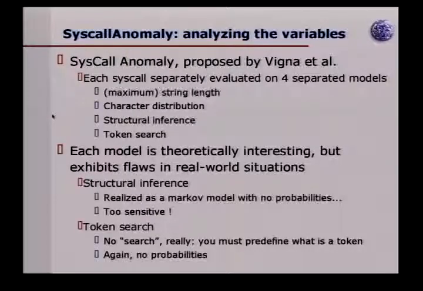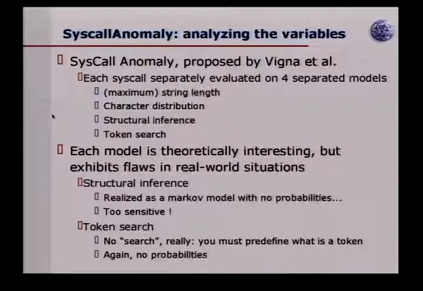So I was talking before of syscall anomaly. What's syscall anomaly? It's a model proposed by Giovanni Vigna, where each system call is evaluated on 4 models. On each system call, on each parameter of the system call, a string length is computed, character distribution is computed, structure of the string is computed, and the parameter is evaluated to see if it's a token.